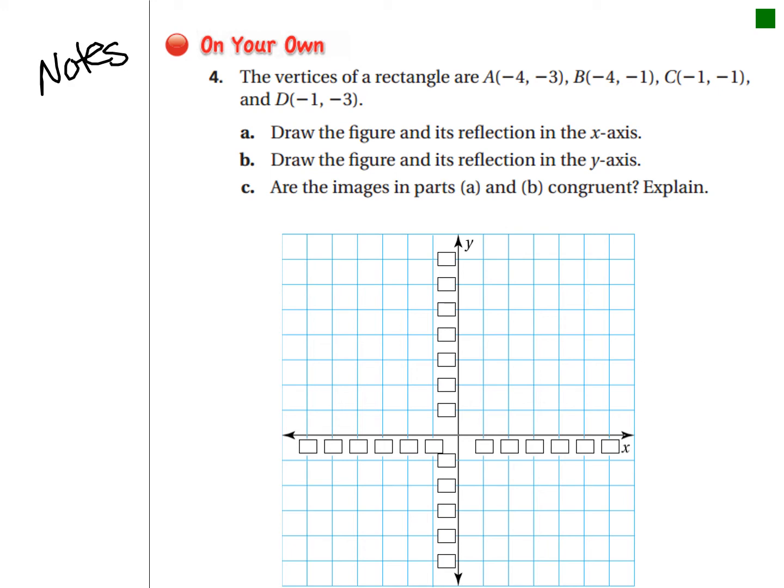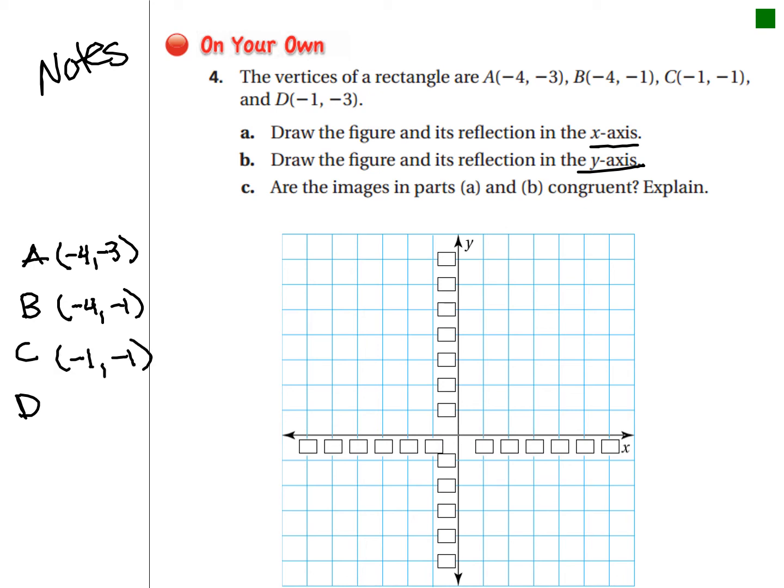The vertices of the quadrilateral A, B, C, D are shown in the figure. We're going to draw the figure, and then we're going to reflect it in the x and the y. And are they congruent? I think it's easier to step away from graphing and just go ahead and work with our ordered pairs. So our ordered pairs are A, B, C, D. A's is (-4, -3), B's is (-4, -1), C's is (-1, -1), and D's is (-1, -3).